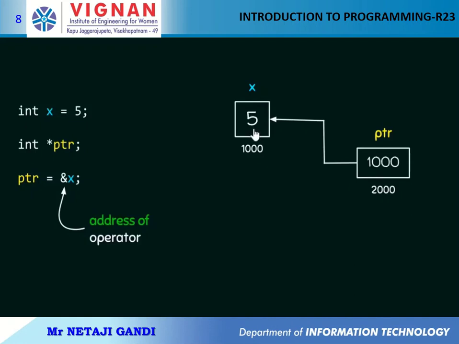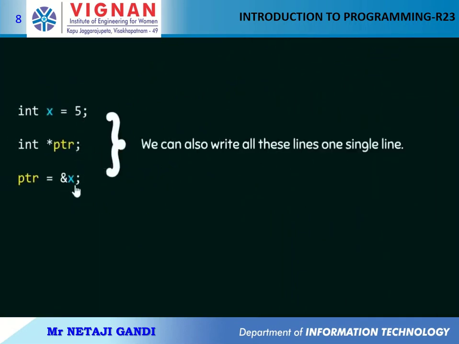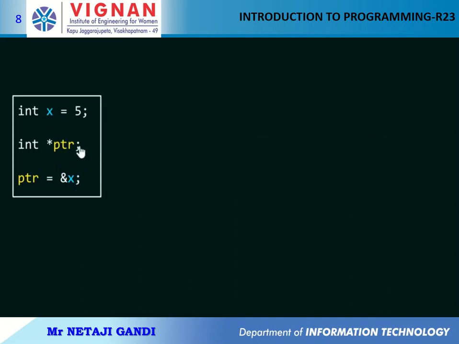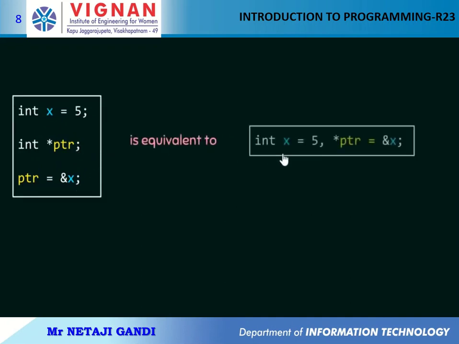Okay? Let me repeat this once again. ptr equals ampersand x means assign the address of variable x to this pointer variable ptr. After assigning the address of variable x, we can point to this variable x with the help of this pointer variable. Okay? Also, we can write all these lines in one single line. There is no requirement of mentioning all these lines separately. We can say that this is equivalent to this.